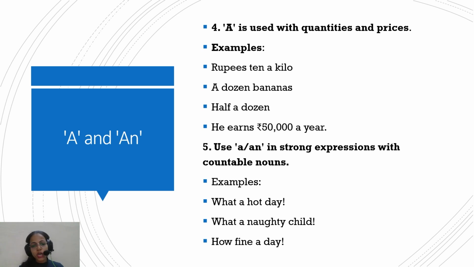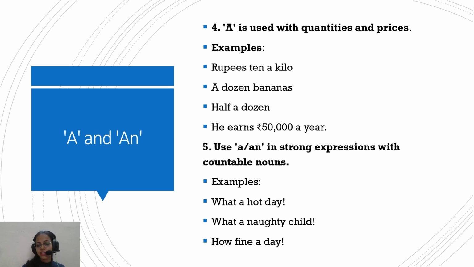Rupees 10 a kilo. If you ask the sabzi wala, bhai, how much is this? And the sabzi wala speaks in English, he or she will tell you rupees 10 a kilo. A dozen bananas. You can say half a dozen. Or he earns 50,000 a year. So here you use a when you're referring to quantities or prices.